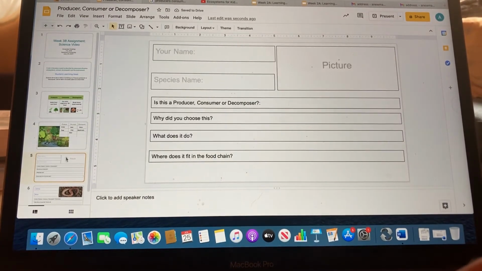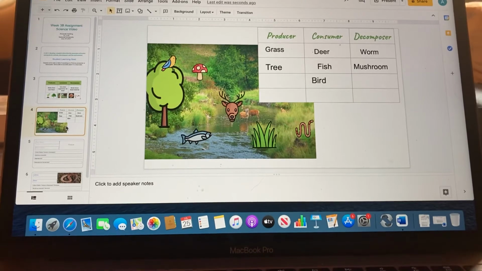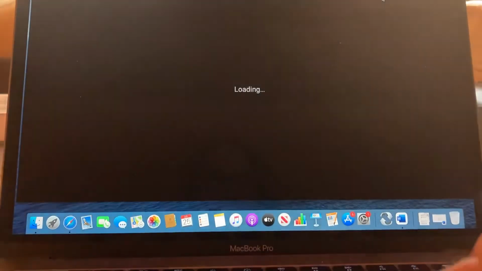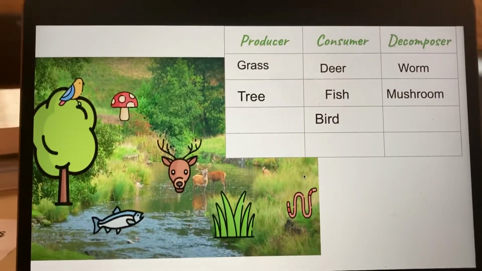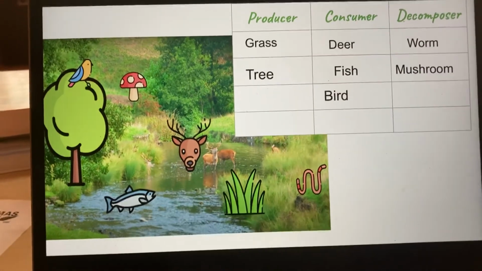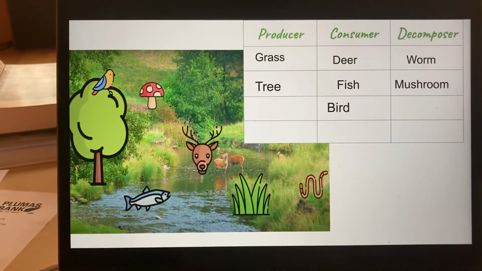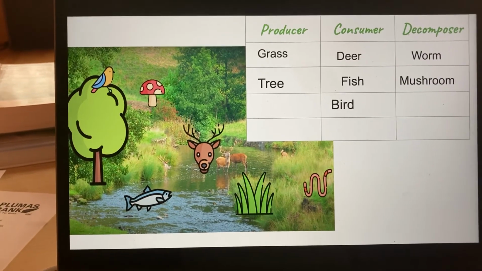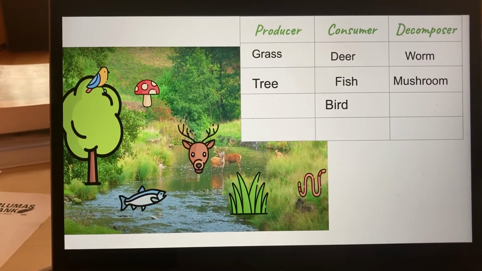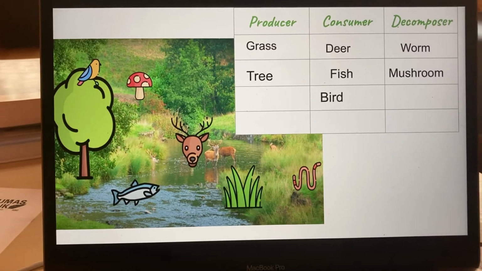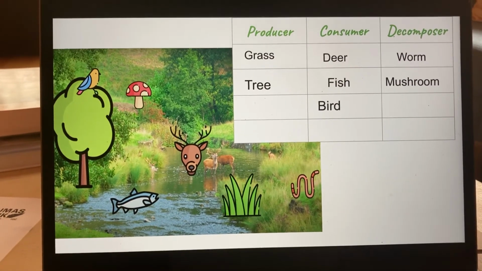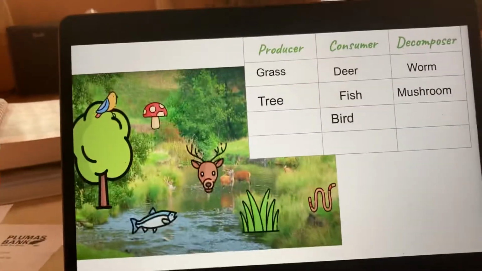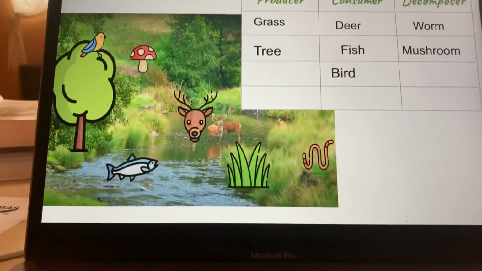Okay, good job, everybody. Do all of our things, are they all in the right columns? Producers, grass and tree. Yep, they both eat air and water. Consumers, deer, fish, and birds. Yes, they all eat other living things. Decomposers, worms and mushrooms. Yes, they all break down matter as their food.